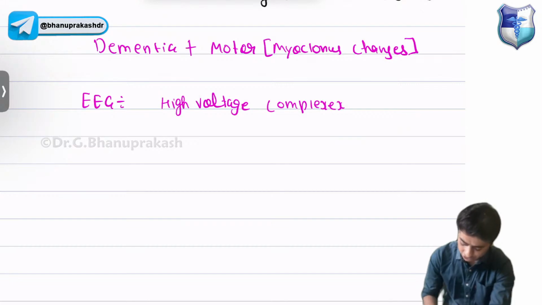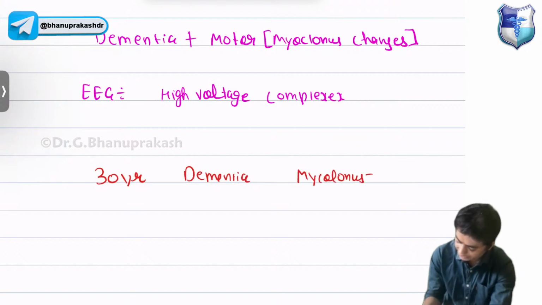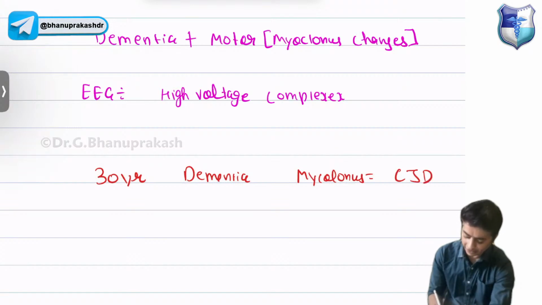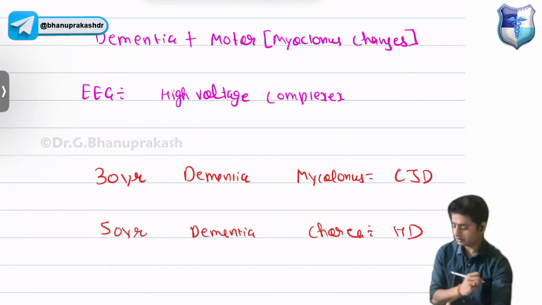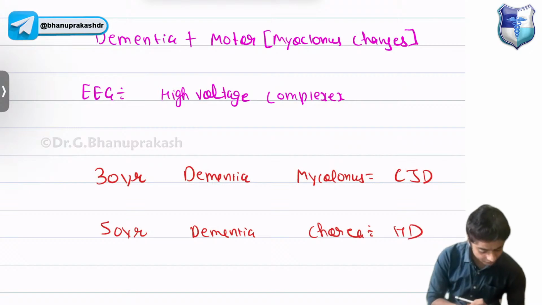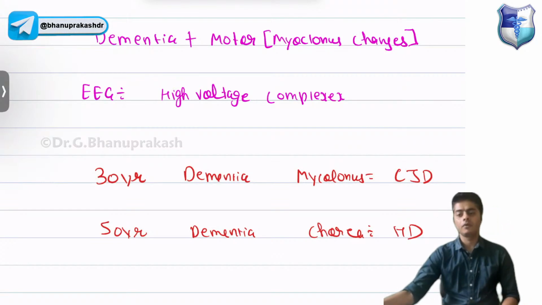So I will give you a short table. If a 30-year-old patient has dementia with myoclonus, it is CJD. And if a 50-year-old patient has dementia with chorea, then it is Huntington disease. Okay, everyone? Shall we go further now?